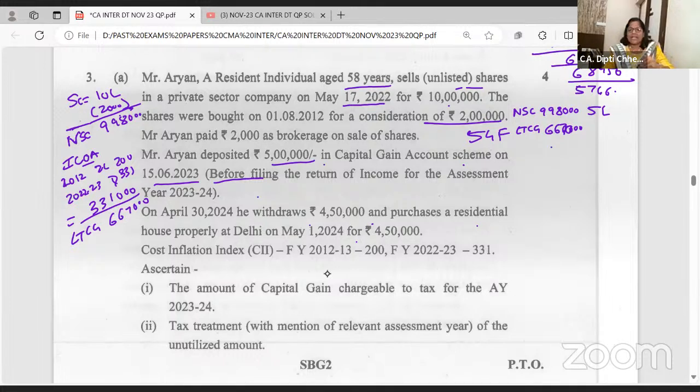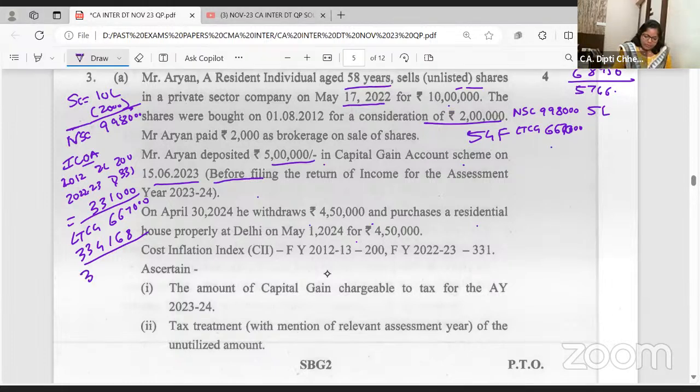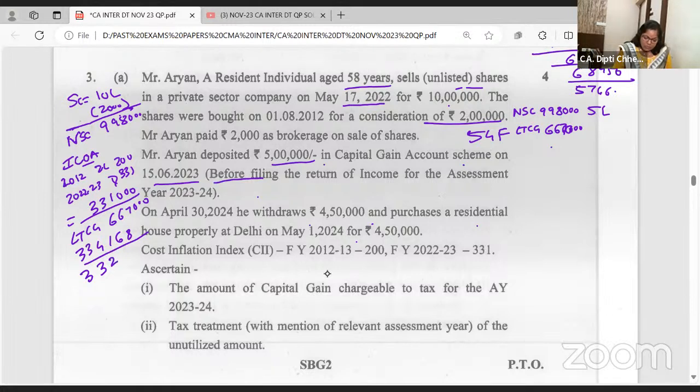This is like insurance claims, average clause. So just cross multiply and take the deduction. 6,67,000 into 5 lakh divided by. So you are getting a deduction of 334,168. 6,67,000. So the taxable long-term capital gain is 332,832. 332,832 is the capital gain; you can round off.